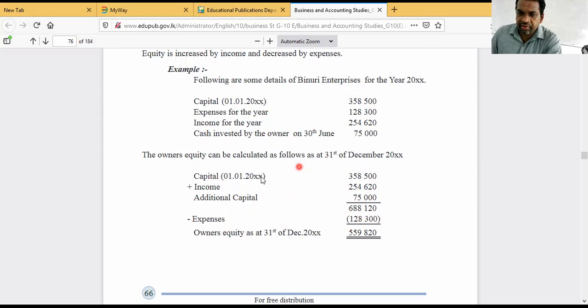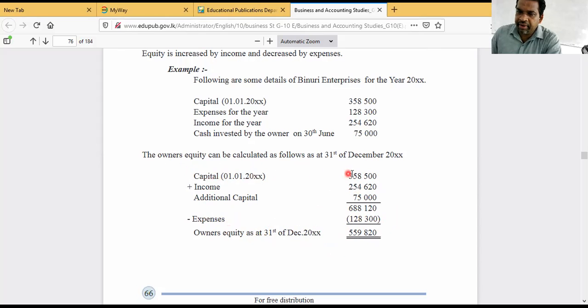If we are given drawings, as with expenses, we can deduct drawings also. Because of expenses, there is a decrease in capital. That's why we have deducted the expenses, that is 128,300. Then owner's equity as at 31st December 2020 is 559,820.